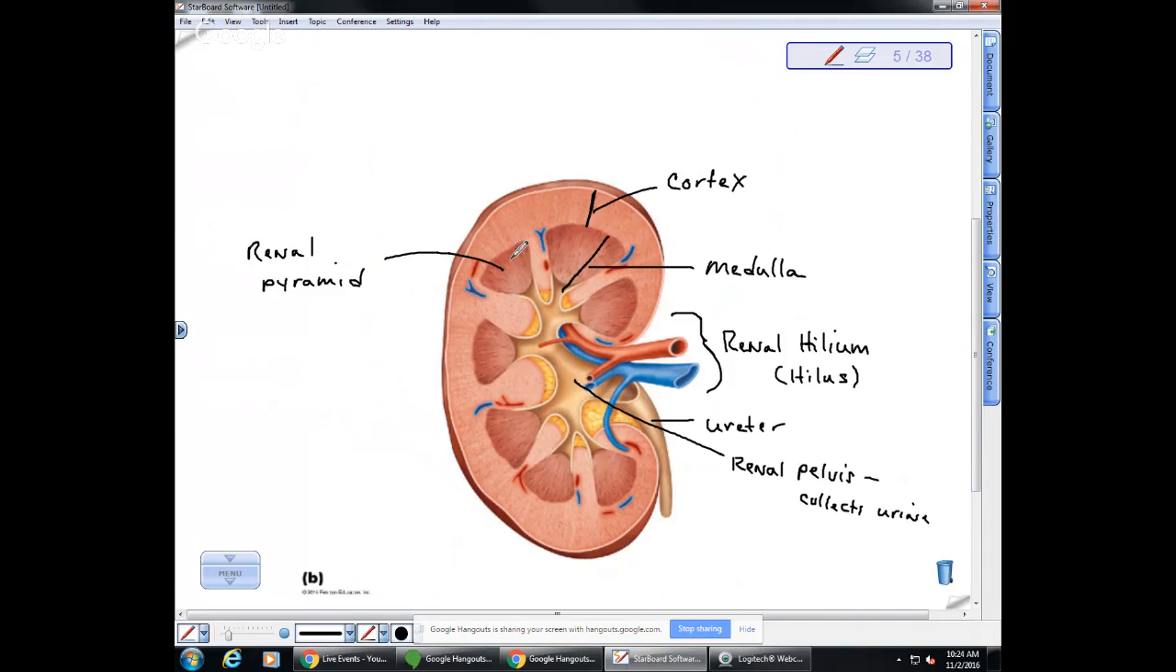And we'll look at why they look striated in a little bit. Okay, so that's the part of the kidney that you need to know for lecture. We might go into a little bit more detail in lab.